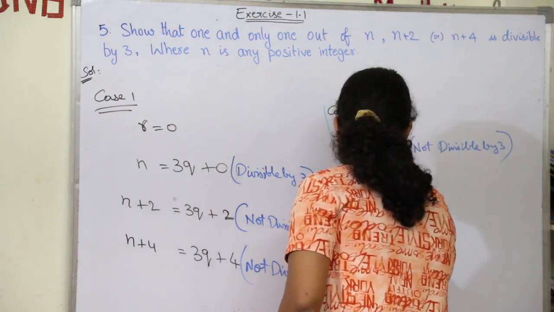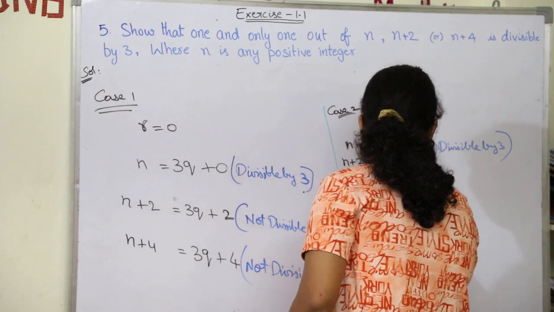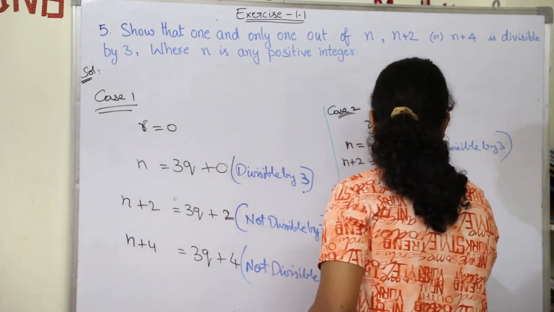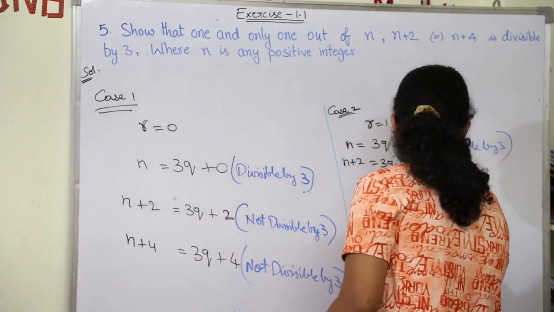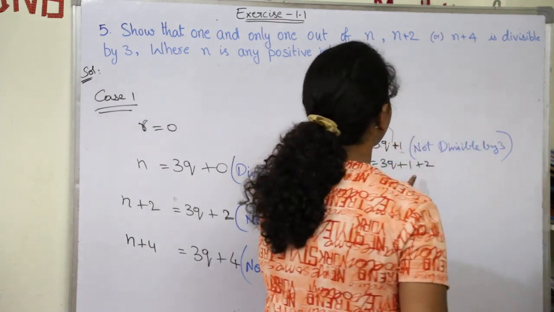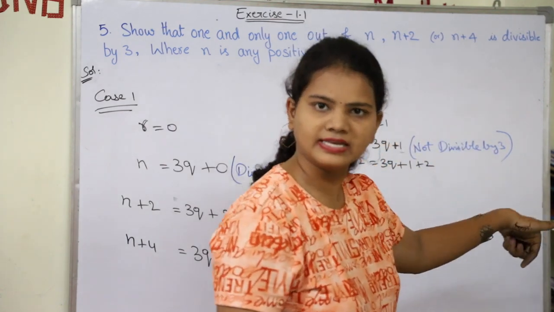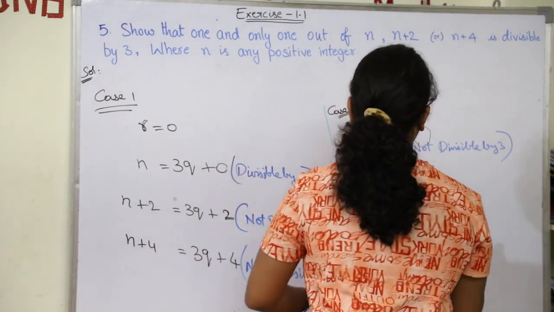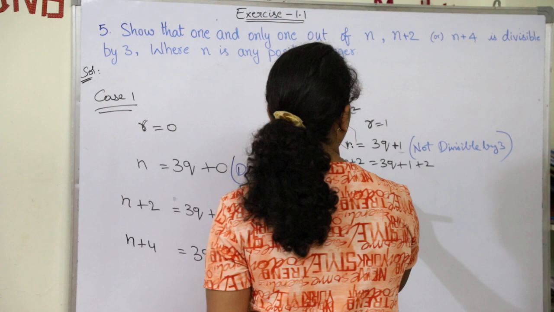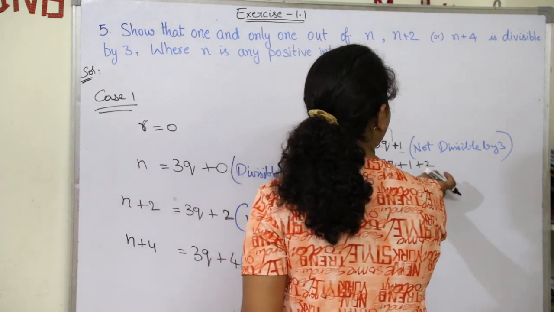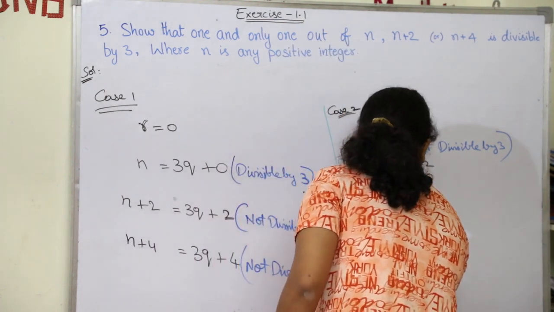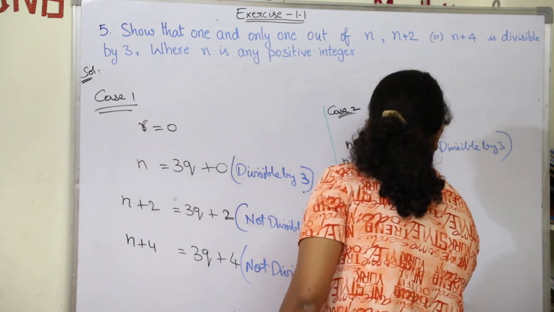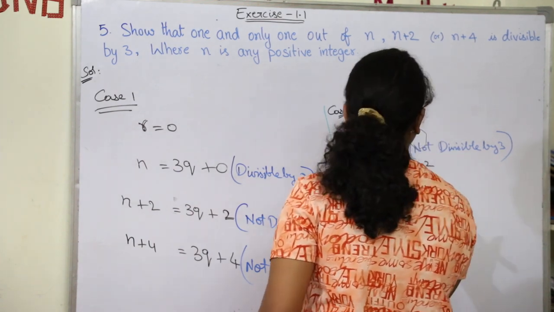n + 2 = 3q + 1 + 2. Here 1 plus 2 gives 3, right? So let's write down the next step, where n + 2 as it is. Here 3q, 1 plus 2 gives 3, so 3q + 3.